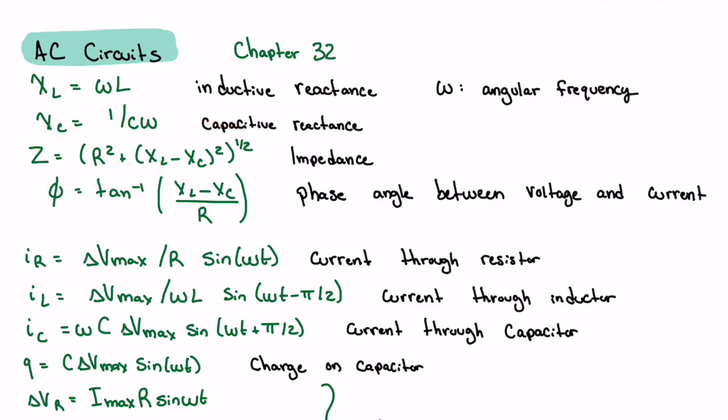And then we also have phi, which is the phase angle between the max voltage and the current. So hopefully you remember this little diagram where we had, say, I max, and then we had delta V max, and then we have this offset, which is phi. It's just saying that the maximum potential is not reached at the same moment as the maximum current, which it normally is when we just have a DC circuit.